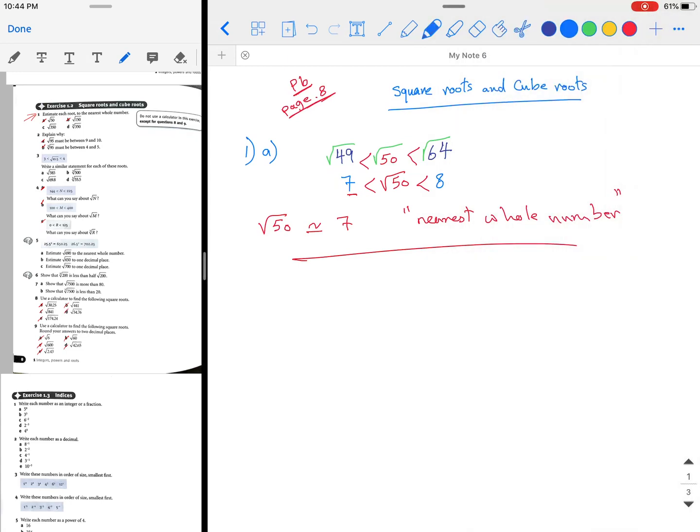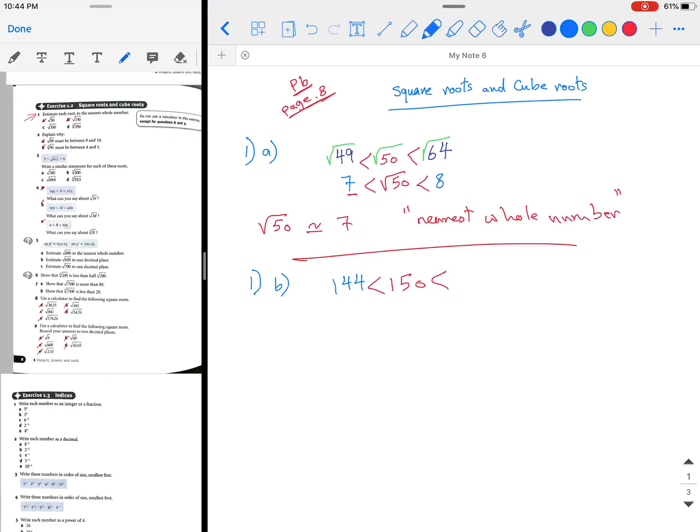Okay, next one. Question number 1, letter B. We have letter B, 150, the same idea. I need to get a number before 150 and a number after 150. So what about before 150? A number before 150 that is a square number. We can find, of course, 12 by 12 equals what? 12 by 12 equals 144. So I can find here 144.